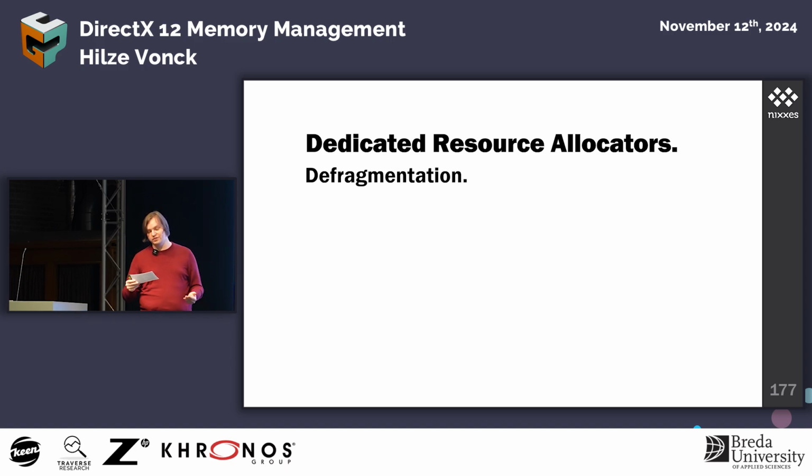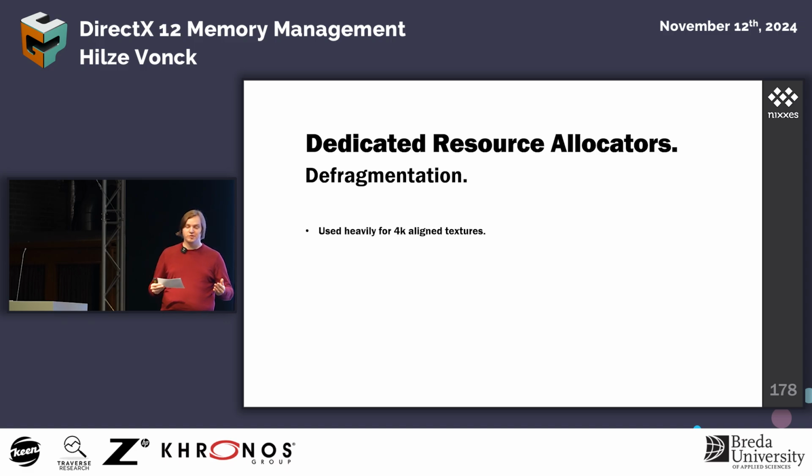If this was all that the dedicated resource allocators were able to do, it wouldn't be that interesting. Luckily, they can also be defragmented. Defragmentation is used heavily for small textures, specifically the ones which use the 4K alignment size. Modern texture streamers create a lot of small MIPs in a short amount of time and then immediately stream in higher versions of those MIPs, which might not all fit inside of these dedicated resource allocators.